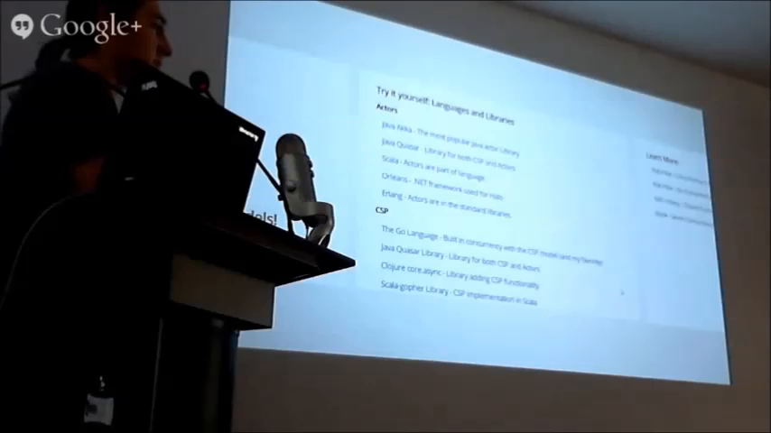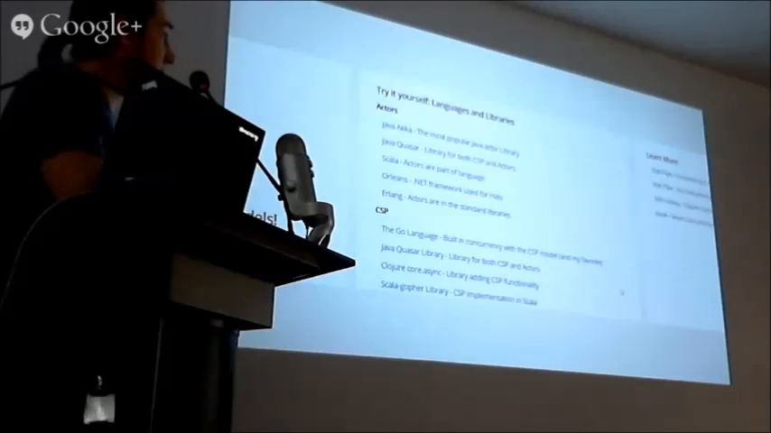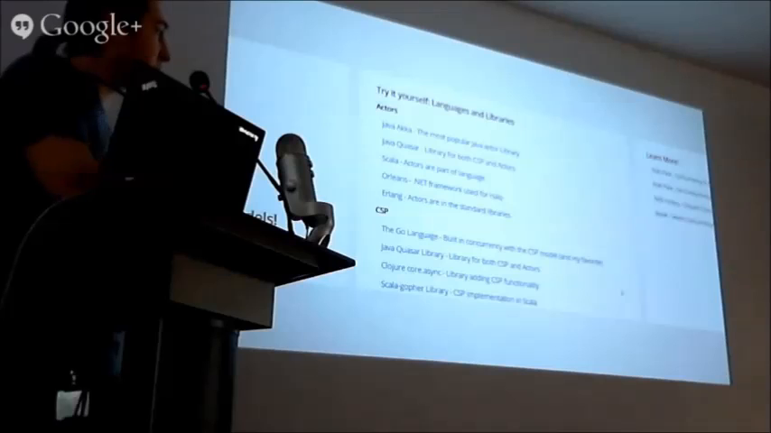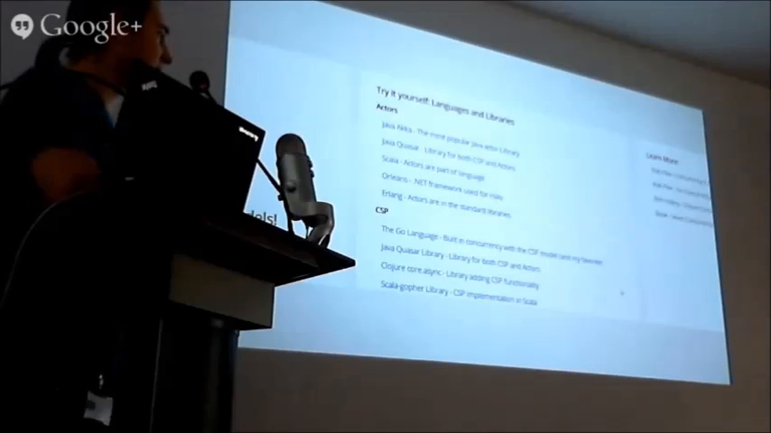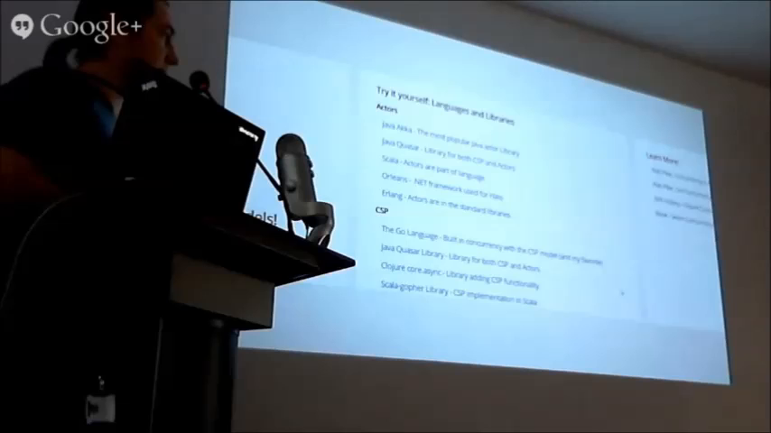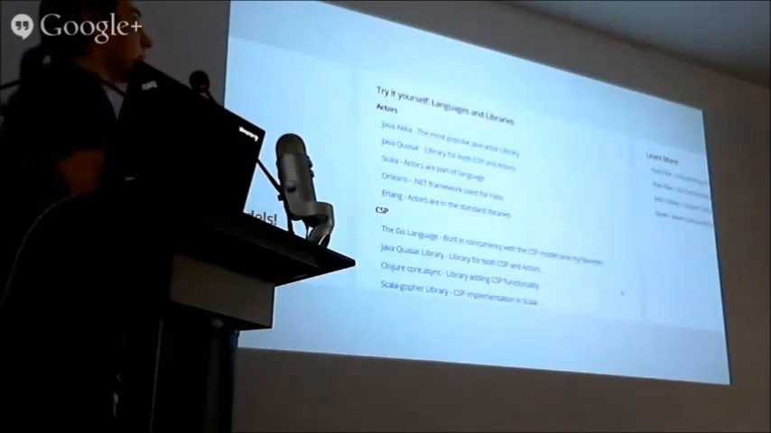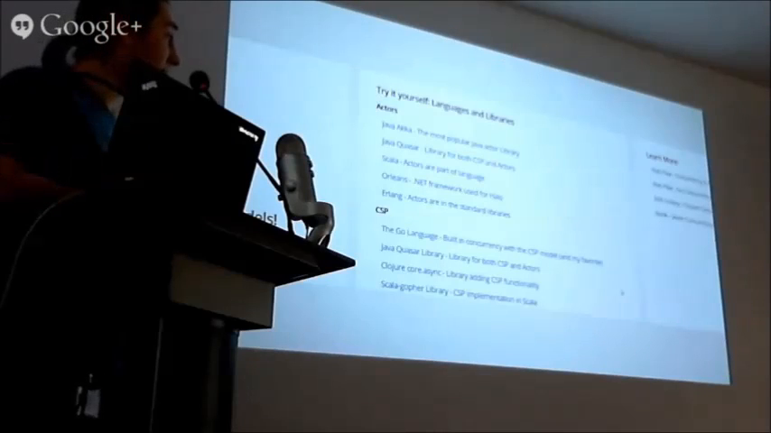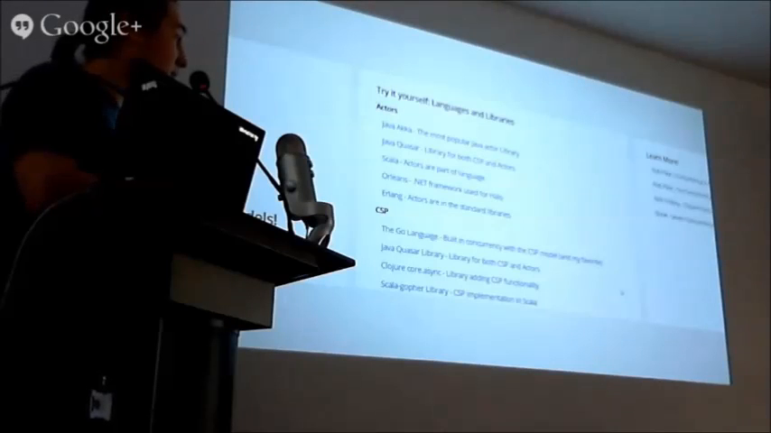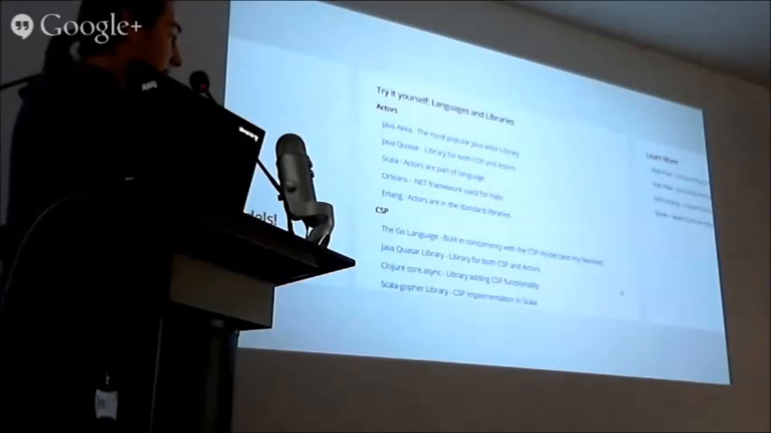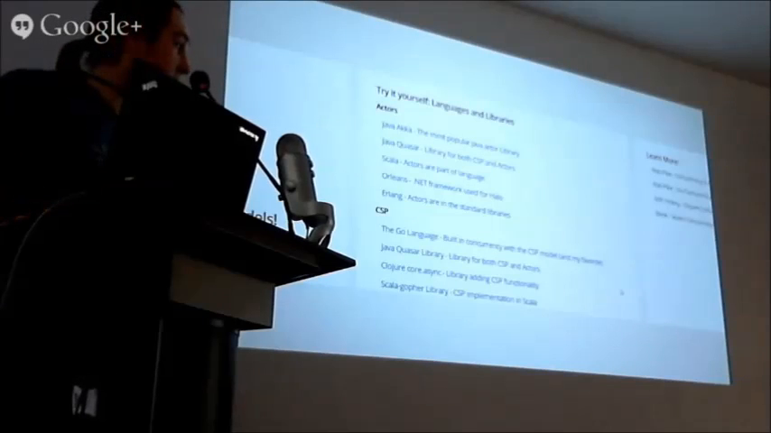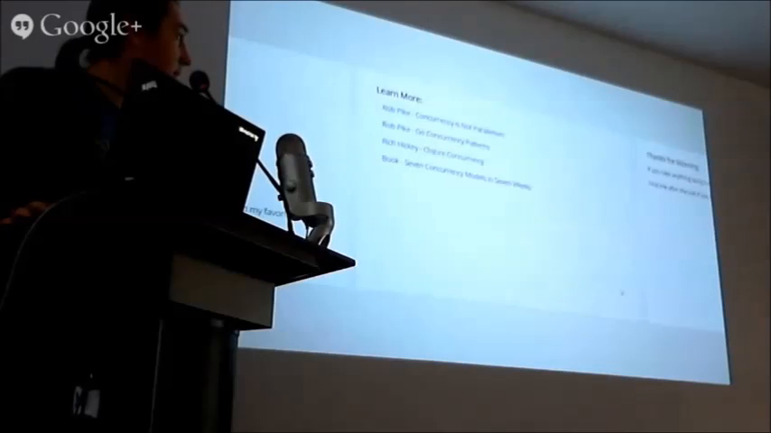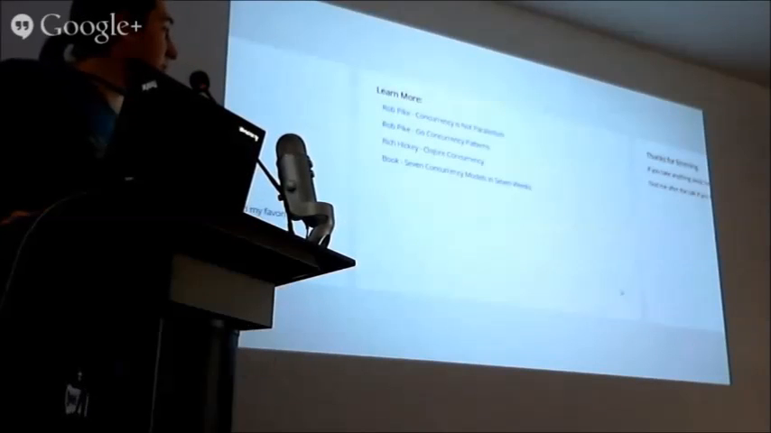Java Akka I've tried. This is a great actor framework. Java Quasar is also a similar thing. Scala has actors built into the language. Orleans is the Halo 4 framework that they used for their gaming backend. And Erlang, I think, was one of the first languages to bring it in as a standard part of the language. And CSP is built in to Go, but also you can use the Java Quasar library. Clojure has excellent support for actually both actors and CSP through its core async library, and Scala Gopher library also implements CSP for Scala. And if you want to learn more, these are fantastic talks to go and watch, specifically the top one.